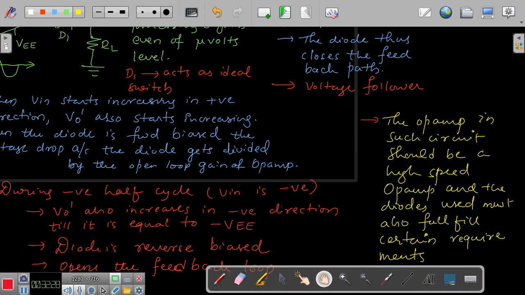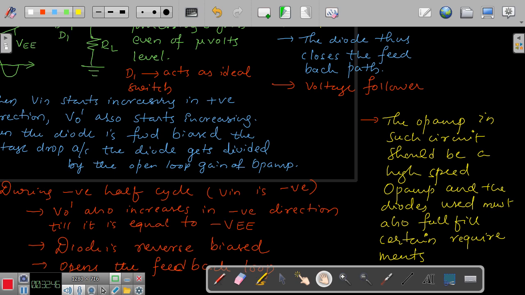Anyway, when we look at the design parameters there, it is easy for us to understand the desirable characteristic features of the diode, right? So your IC 741 cannot be used here. They are not high speed operational amplifiers.